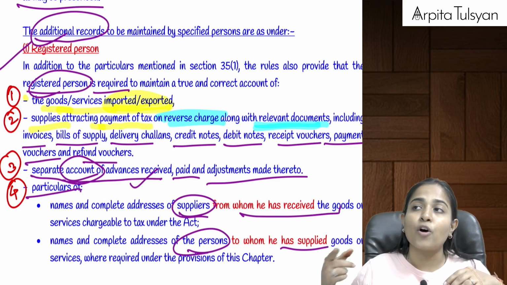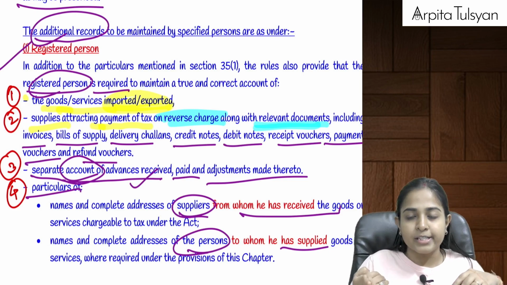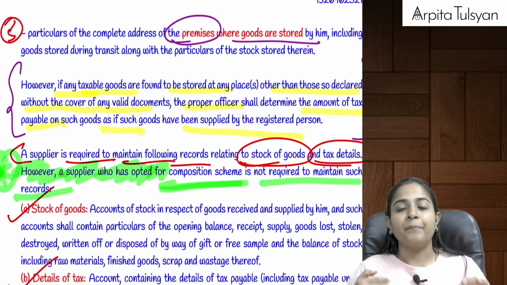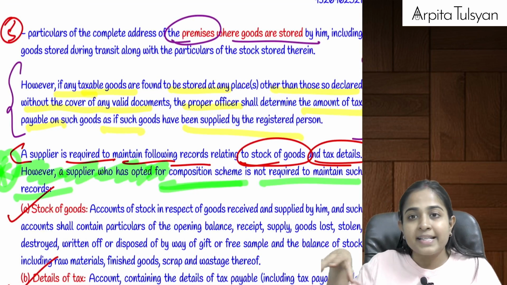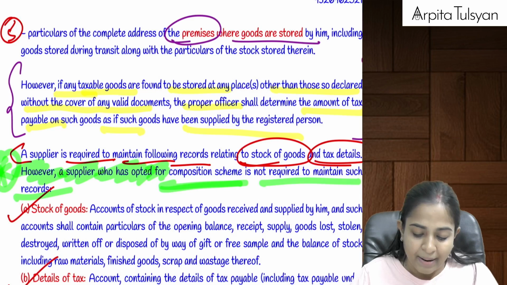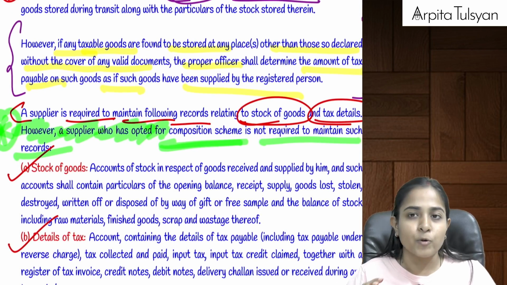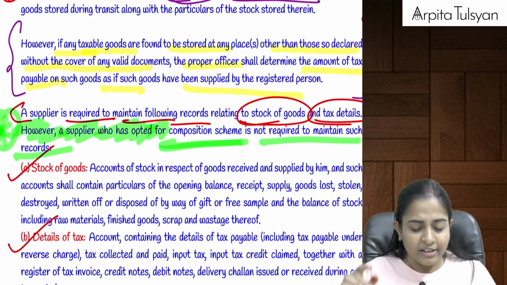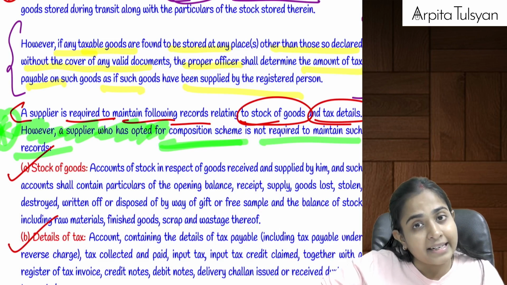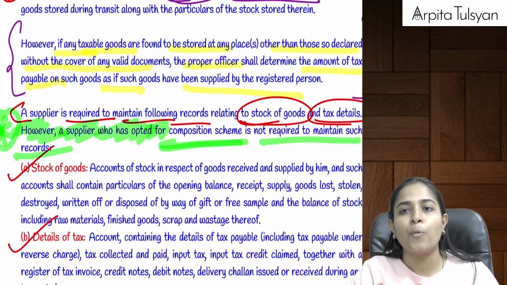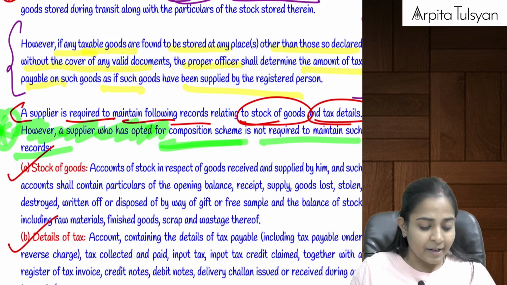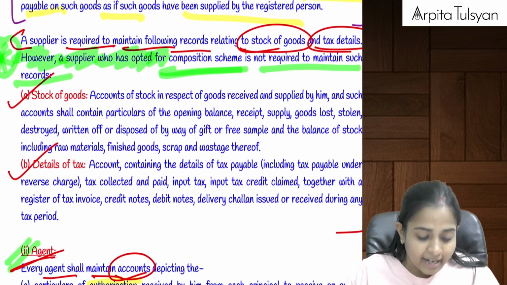Then the name and address of the suppliers from whom we have got the goods, name and address of the persons to whom we have supplied the goods, right? And then all the details about the premises where we are storing the goods. All such details should be maintained by every registered person. And suppose we are storing our goods at any place other than the declared place, and there are no supporting documents for that, then the proper officer will compute the output tax payable on that, and penalty, interest, that is altogether different, right?